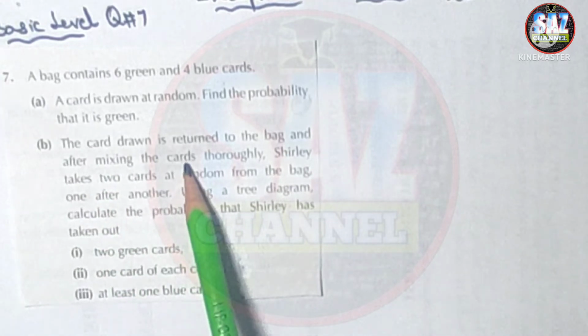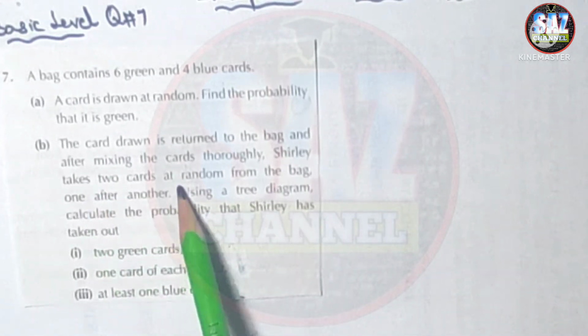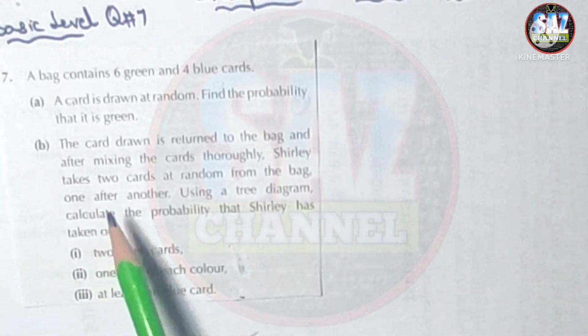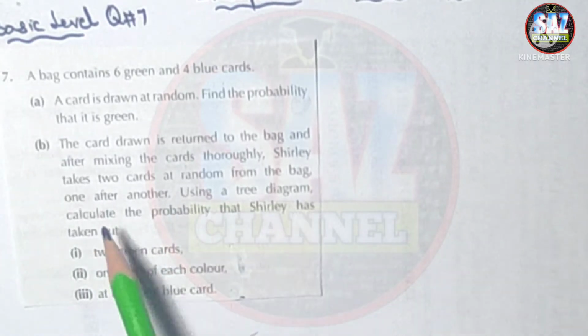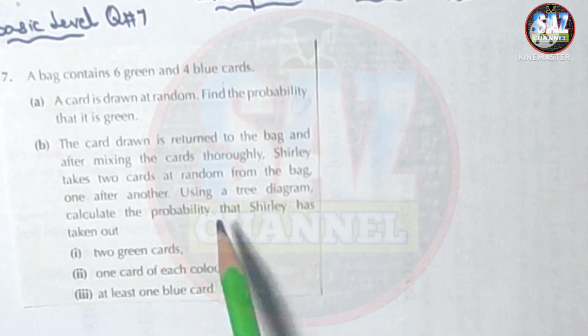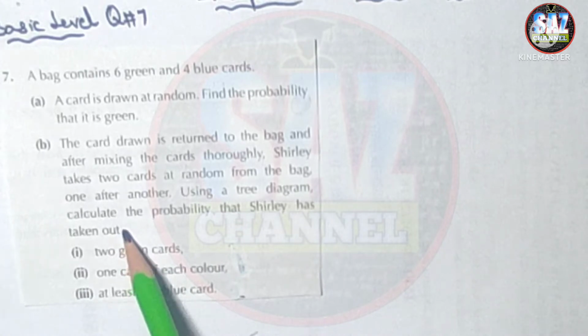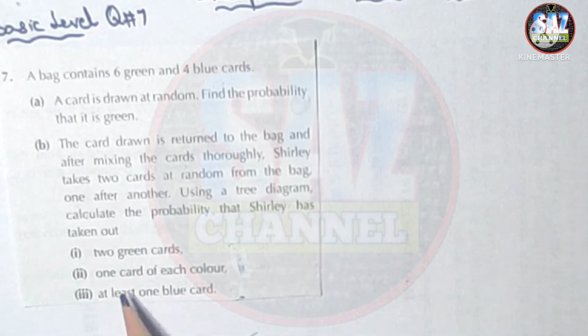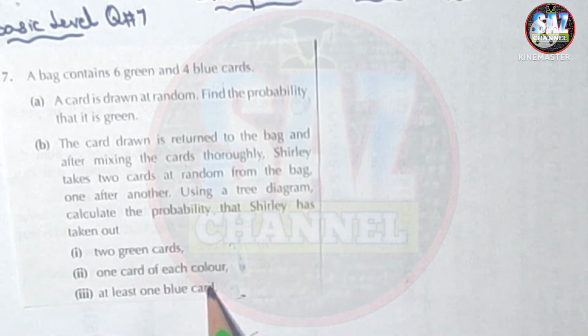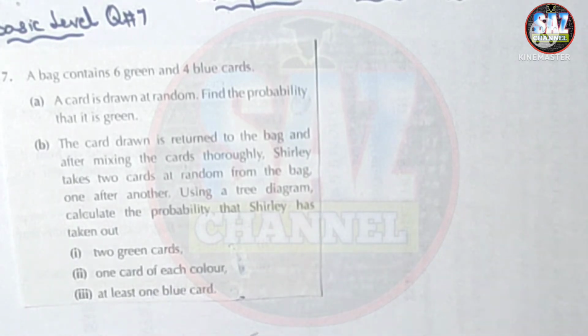And after mixing the cards thoroughly, Shirley takes 2 cards at random from the bag, one after another. Using the tree diagram, calculate the probability that Shirley has taken out 2 green cards, 1 card of each color, and at least 1 blue card. At least 1 blue card. So let's try to understand each part carefully.